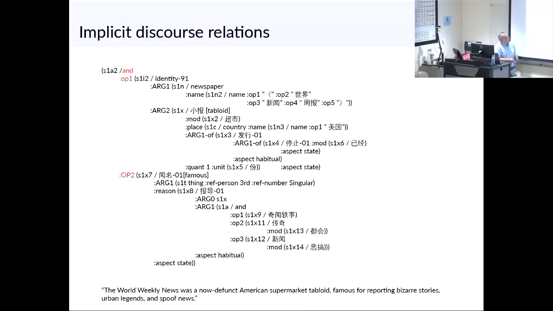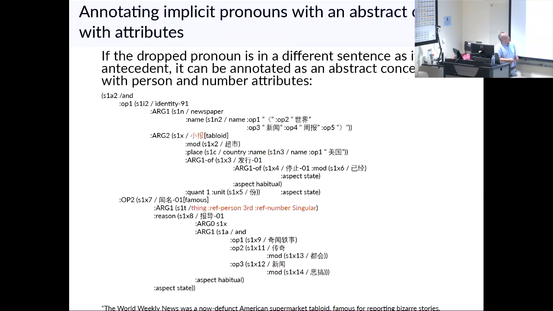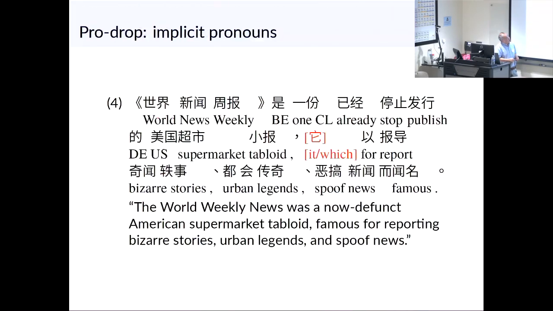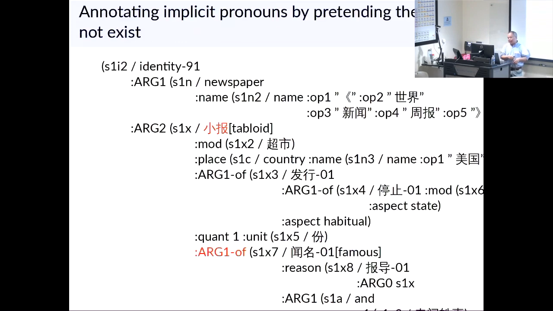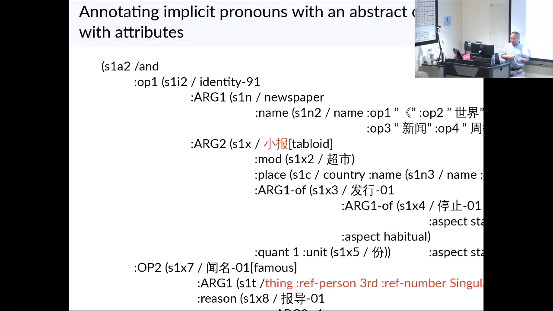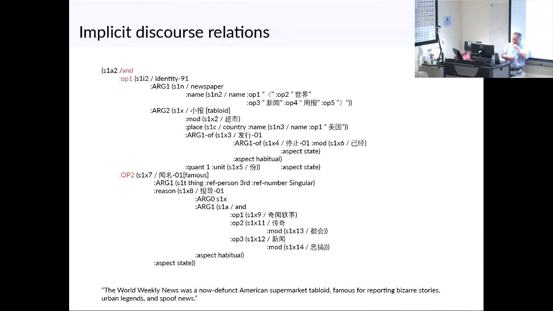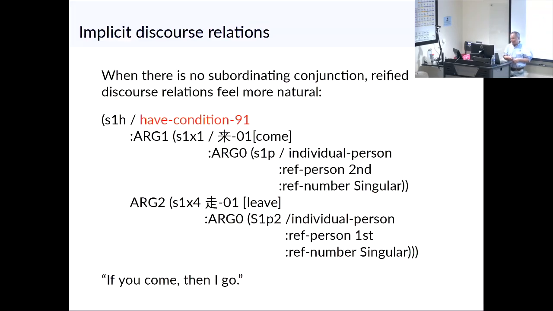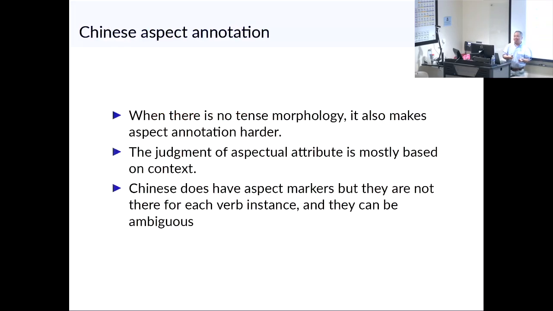Just like if you look at this original example, there are no aspect markers here, although there are a few unit words. When there are no aspect markers, it is the harder part of the annotation. When we train annotators, this is one thing that's really difficult for them.